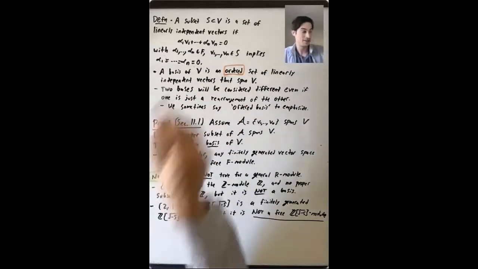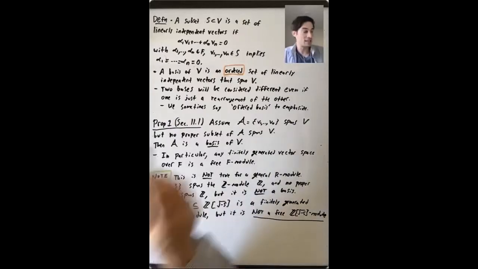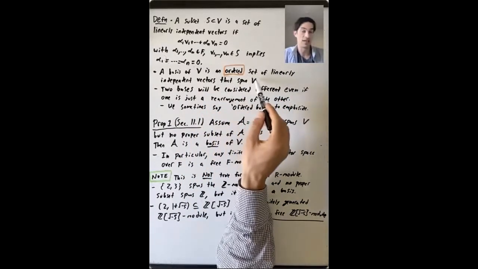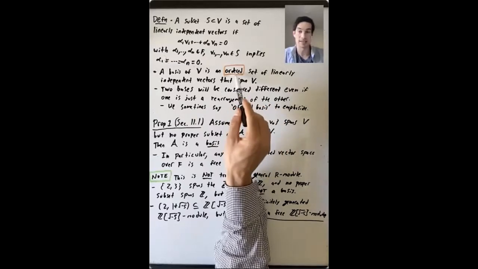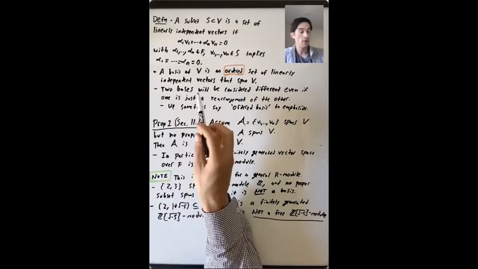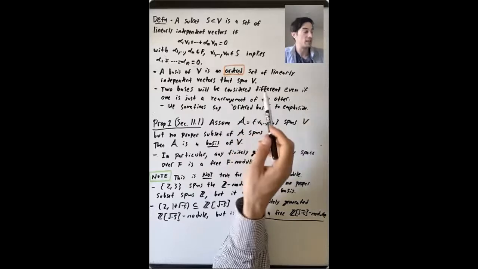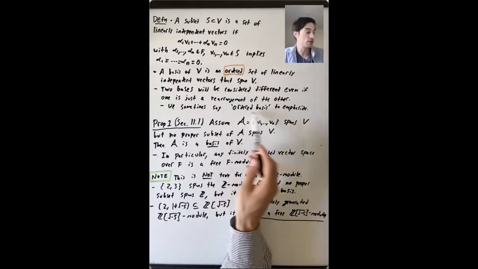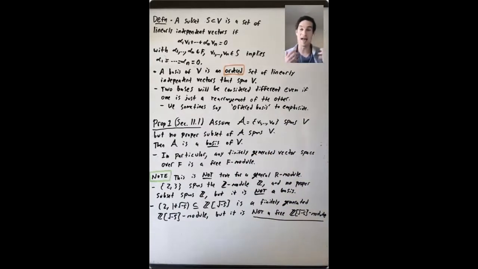All right, so this is review. A basis of V is an ordered set of linearly independent vectors that span V. So that's what I want to emphasize, the orderedness of it. We have been talking about a basis as being a spanning set that is linearly independent. But what I want to do here is say that we're going to count two bases as being different, even if one is just a rearrangement of the other. And we're sometimes going to use the term ordered basis if we want to emphasize this property that two bases are going to be different if one is just a reordering of the other.